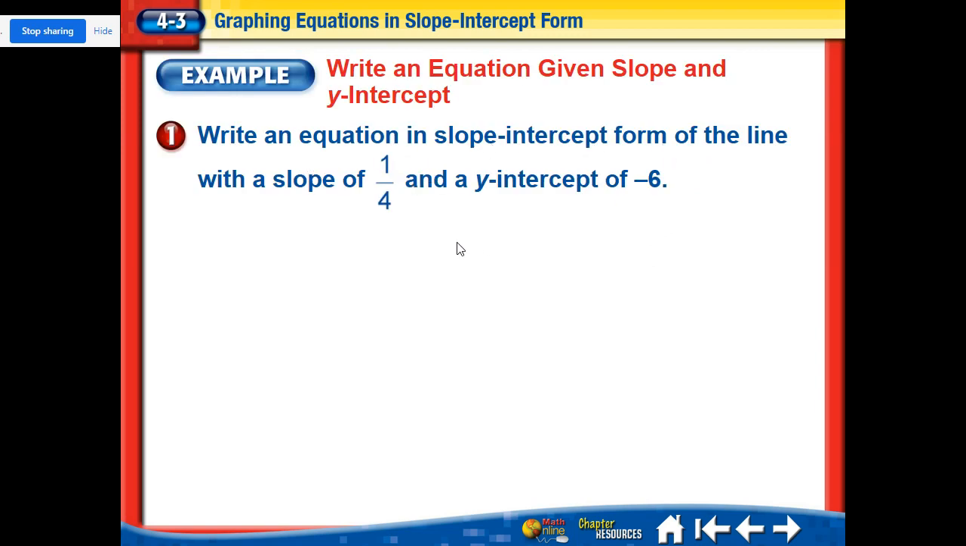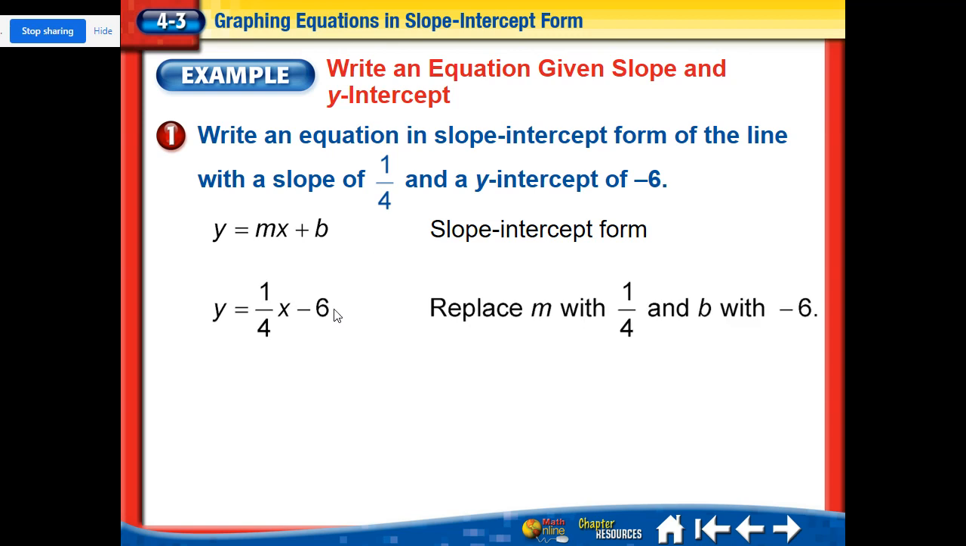Write an equation of a slope-intercept form with a slope of 1/4 and a y-intercept of -6. They give us both of those. So here's our form. We're just going to take this 1/4 and put it in for m. We're going to take this -6 and put it in for b. So y equals 1/4 x minus 6, which is our answer. As I said, real simple. That's if they set it up this way. We're going to just deal with problems that aren't this simple, but that's for another day.